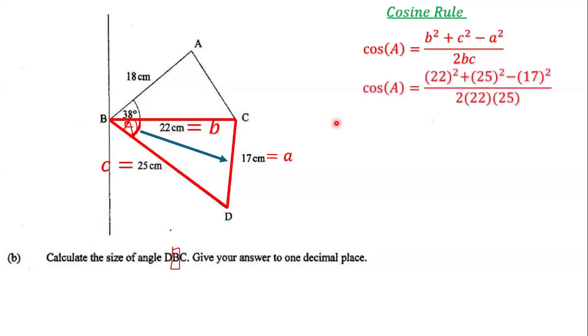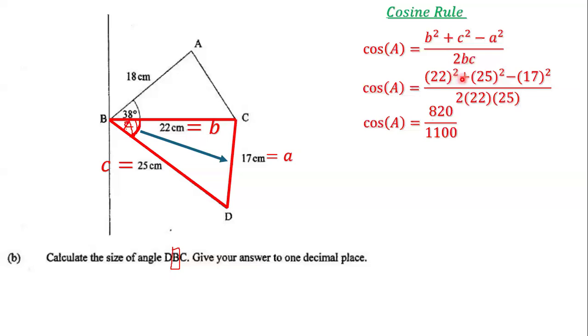And so let's substitute. We have that b is equal to 22, c is equal to 25, and a is equal to 17. And so we have 22 squared plus 25 squared minus 17 squared. Notice that b is 22, like we have here, and c is 25, like we have here. So let's do the computation.